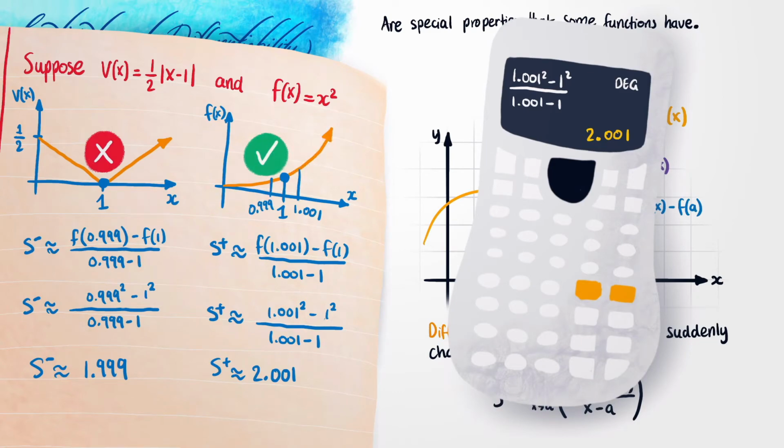So I hope this idea is now clear to you. The function on the left is not smooth, so we notice that the slope from the left and from the right were not the same. But this function over here is actually smooth, so the slope from the left seems to approach the slope from the right. And this actually completes our example on differentiability.